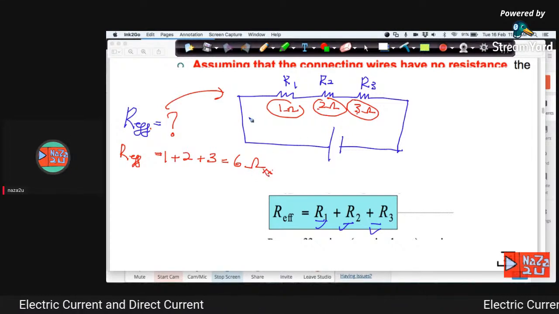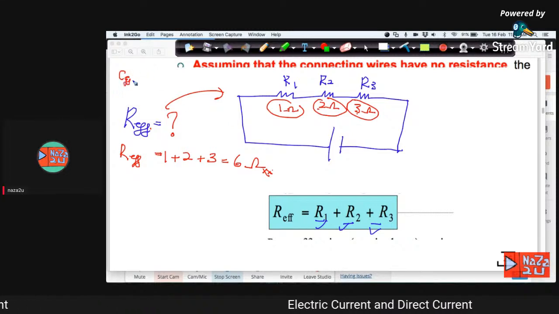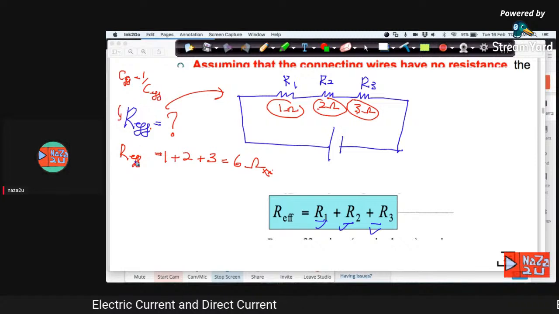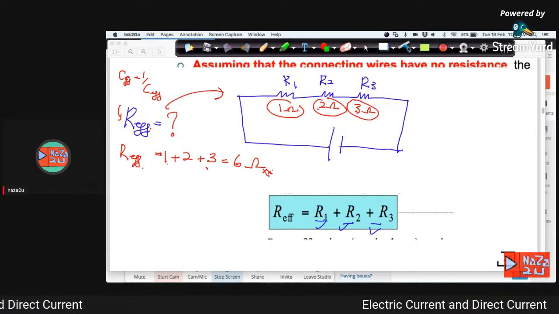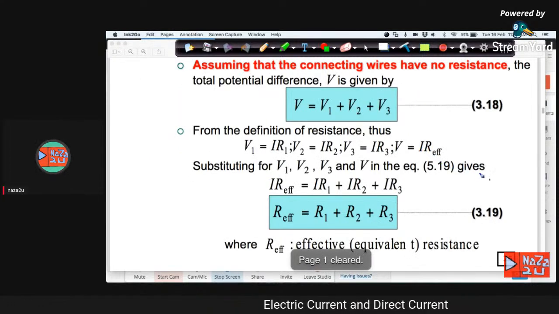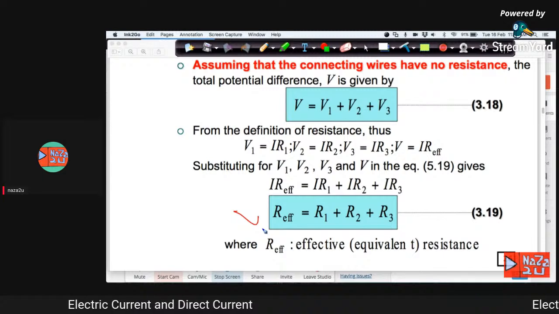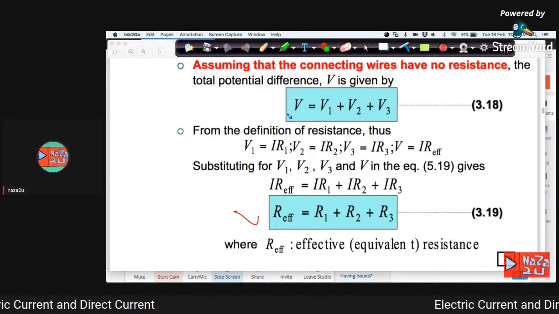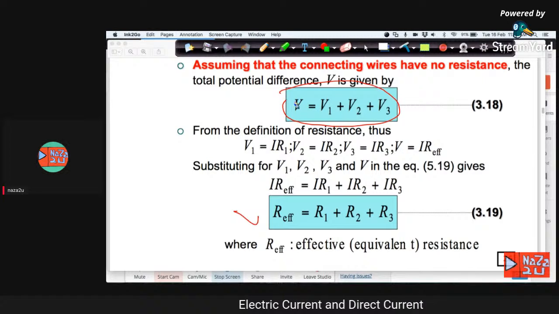Dia macam terbalik. Kalau dalam kapasitor, kapasitor efektif dia adalah 1 over C. Kalau dalam resistor, untuk case resistor, kamu tambah. Tapi kat sini, kamu perlu tahu because dalam silibus, kamu perlu tahu bagaimana rumus ini boleh didapati. Okay, so macam mana rumus ini boleh didapati? Dia terangkan kat sini.